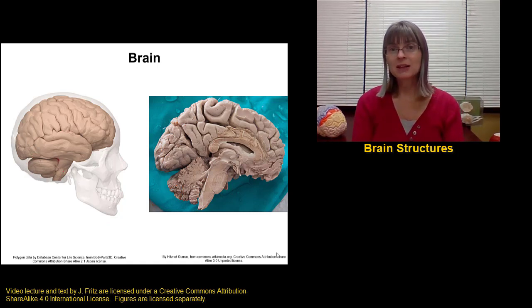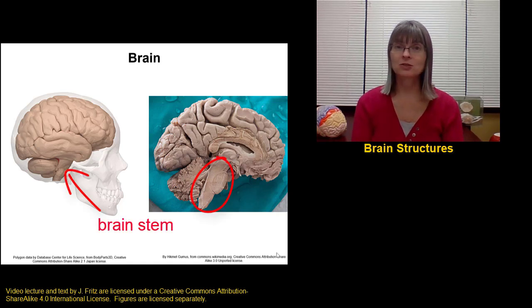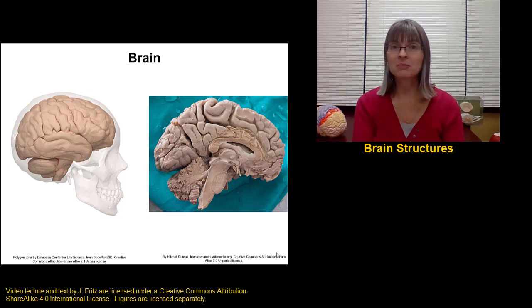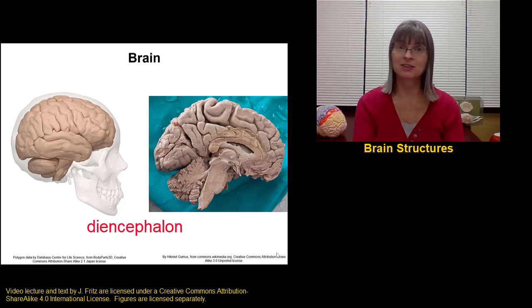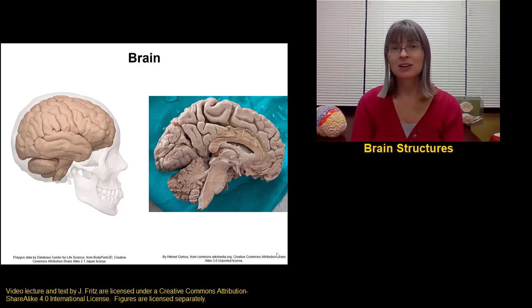In front of the cerebellum, we have the brain stem, which involves control of a lot of our involuntary functions. And then sort of up in the middle, we have what's called the diencephalon, which also is important for regulating a lot of our involuntary functions. Let's start with the brain stem and work our way up.